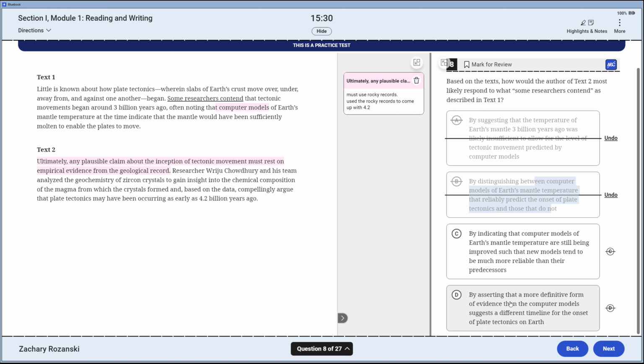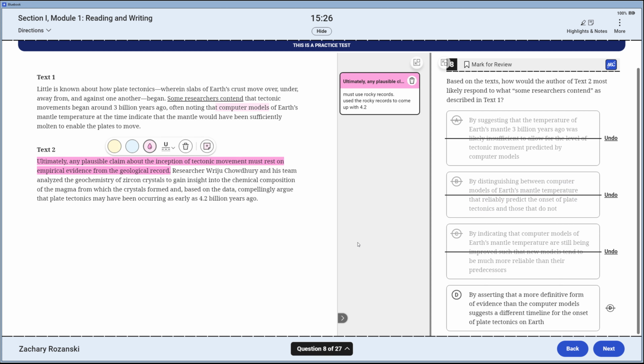By indicating that computer models of Earth's mantle are still being improved, such that new models, I don't know if they would ever say that a computer model was chill. Let's hope that D trashes computer models by asserting that a more definitive form of evidence than the computer models. Yeah, they trash computer models, and this is the only one that does. A different timeline, and that agrees with the original idea up here, that 4.2 ain't this.